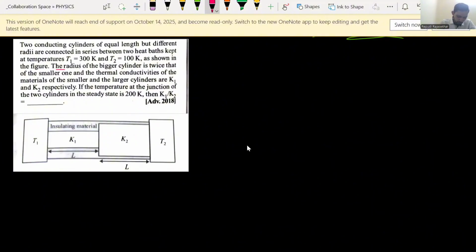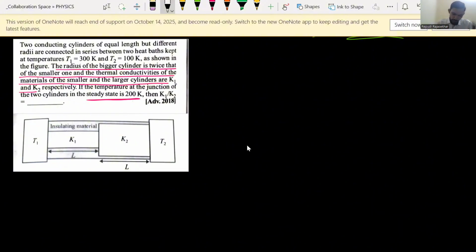Here data we need to write carefully. Radius of the bigger cylinder is twice that of the smaller one, and the thermal conductivities of the materials of the smaller and the larger cylinder are K1 and K2 respectively. And if the temperature at the junction of the two cylinders in the steady state is, junction temperature also given, 200 Kelvins. So what we need to find here, K1 by K2 ratio is how much?